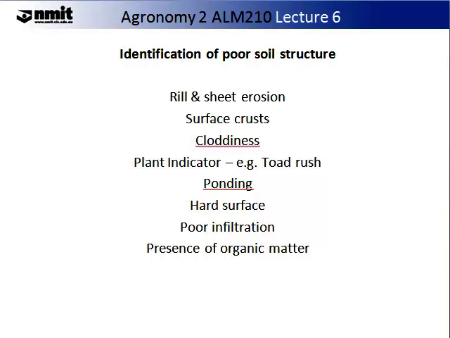Some plants can be used as indicator plants. That is, their presence suggests poor soil structure. The toad rush, for example, Juncus bufonius, grows where water has ponded on the surface. Ponding is the process where water accumulates after a light rain. Water does not sink or penetrate into the soil.